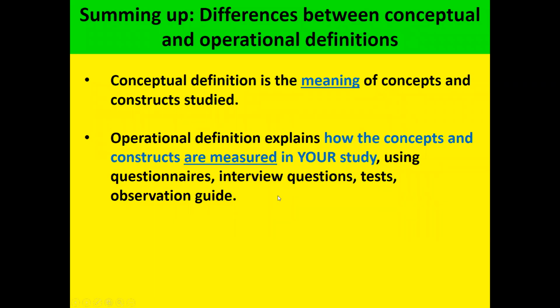So to sum up the differences between conceptual and operational definition of terms, just to fix it in your mind. Conceptual definition is the meaning of the concepts and constructs studied. And you don't give dictionary definitions for this. It's better if you can cite academic sources to give the meaning of those concepts. Operational definition of terms explains how the concepts or constructs are measured in your study.